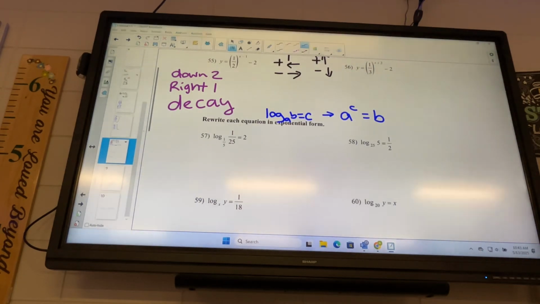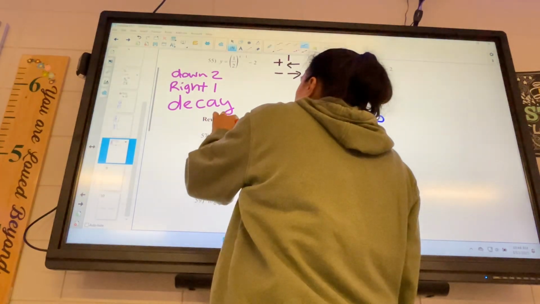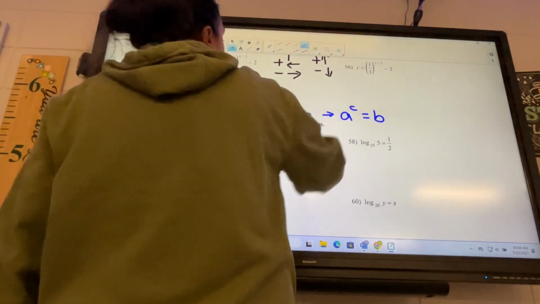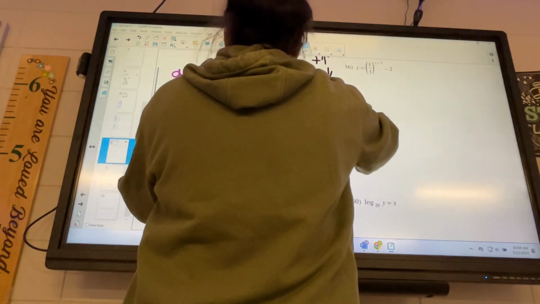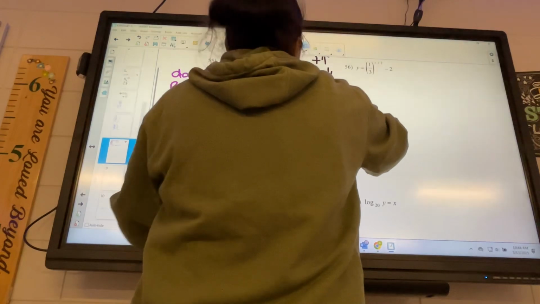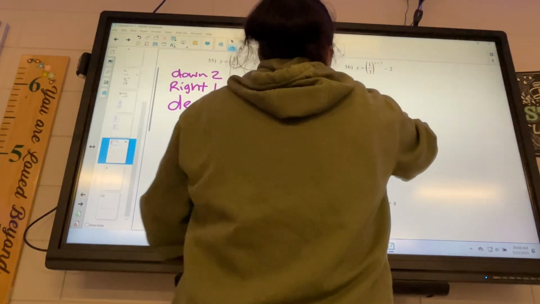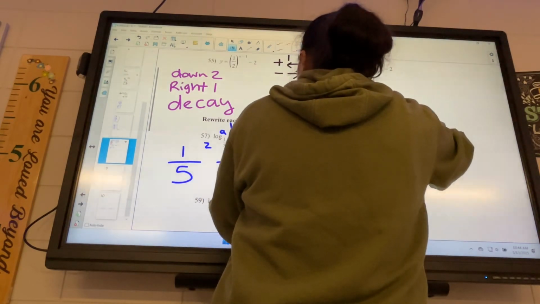Okay, so if we're matching stuff up, what does it say my A currently is? 1/5. The 1/5. What's the B? 1/125. C is 2. Okay, so we've got our A, B, and C. All we need to do is put it in this form. So what is my A? 1/5. 1/5. My C is 2, so it's going to be to the 2 power equals my B. 1/125.